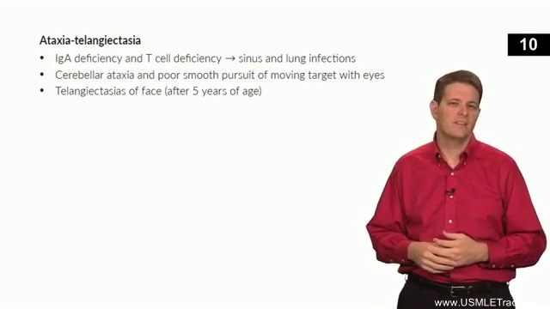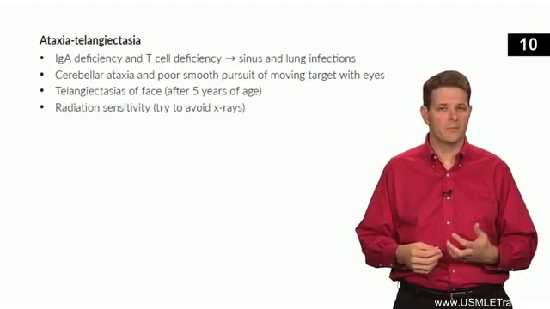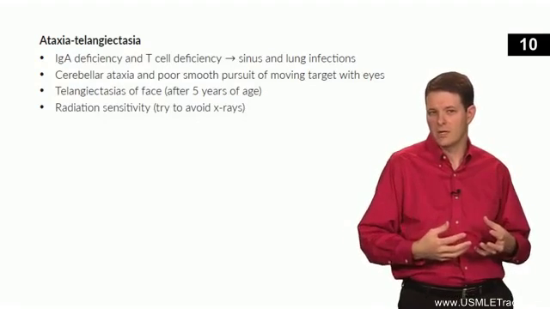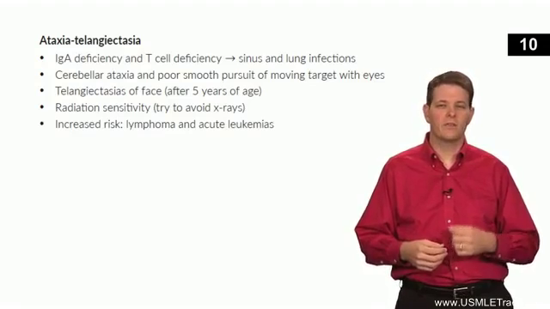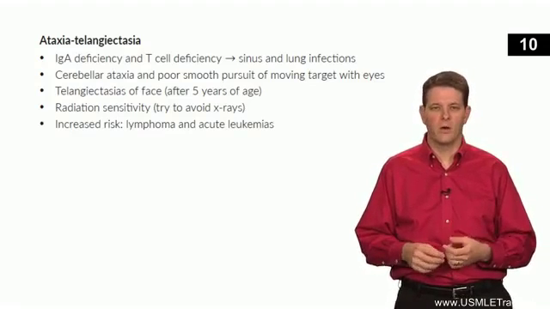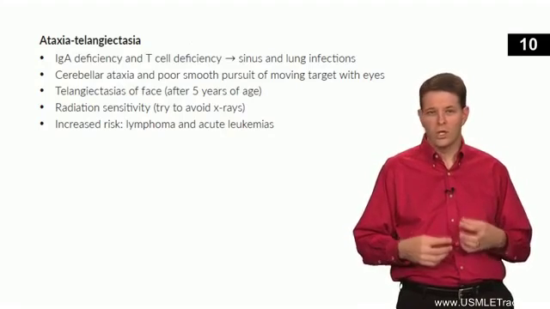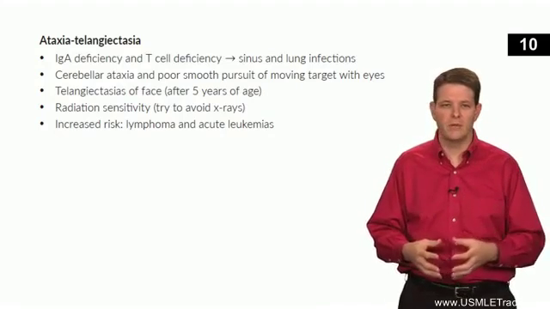Ataxia telangiectasia is a disorder of defective DNA repair, so these patients are sensitive to radiation. Radiation damages DNA, and then these patients have a hard time repairing that damage. So if possible, they should avoid X-rays. And they also have an increased risk of lymphoma and acute leukemias. So if you see a toddler with ataxia or poor smooth pursuit, you really want to be able to make an accurate diagnosis so that you can then monitor that patient for leukemia.